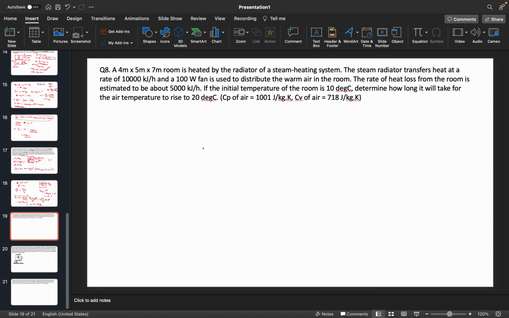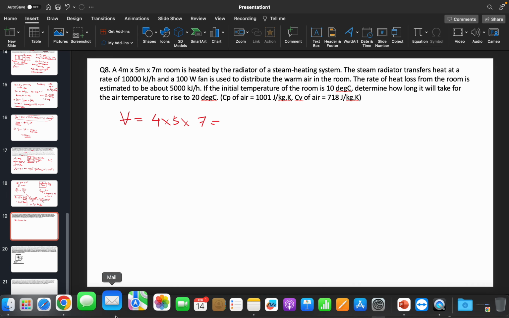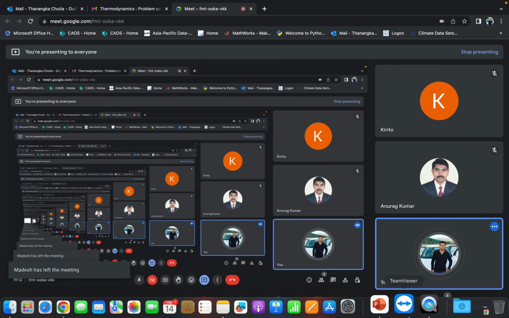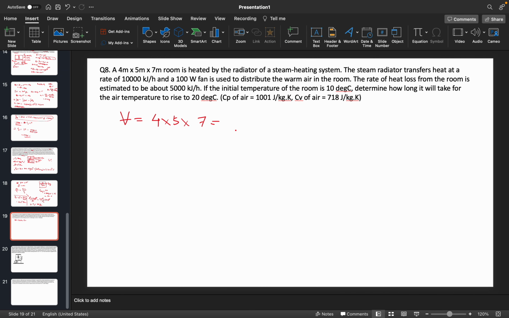Cp of the air is given to us. Cv of the air is also given to us. What we know is the volume of the room. The volume of the room is 4 into 5 into 7, that is 140 meter cube. So the volume of the room is constant.